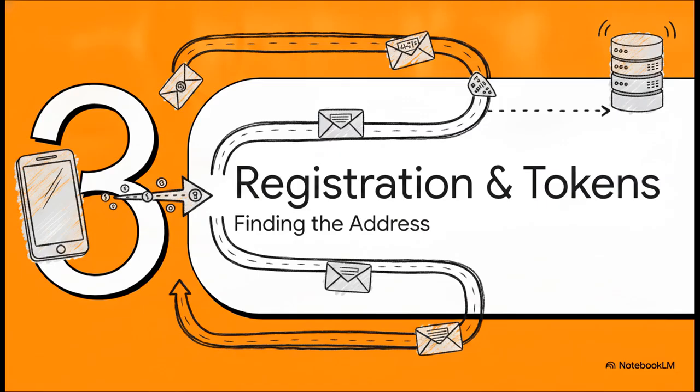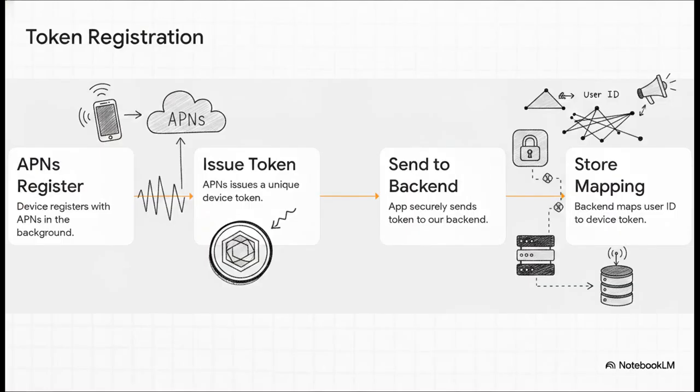All right, Section 3, device registration and tokens. How does a device actually get an address in this specialized postal route? Well, it all kicks off with a background handshake during app installation. Here's the exact flow. Step 1, the device registers with APNs in the background. Step 2, APNs issues a unique device token identifying that specific installation.